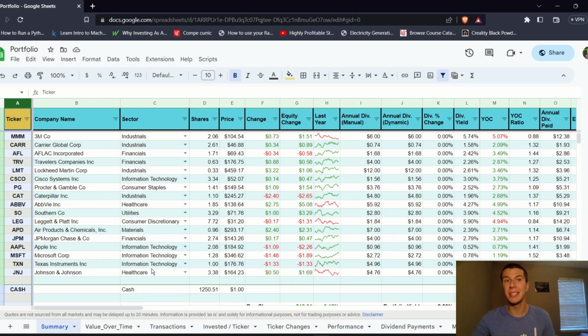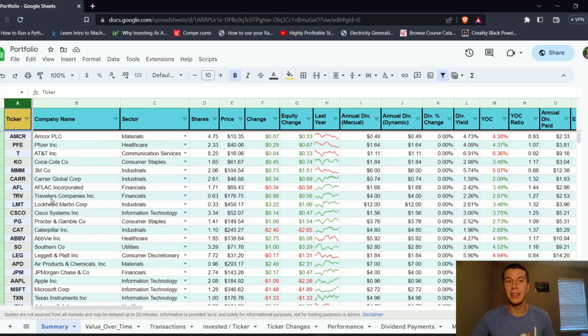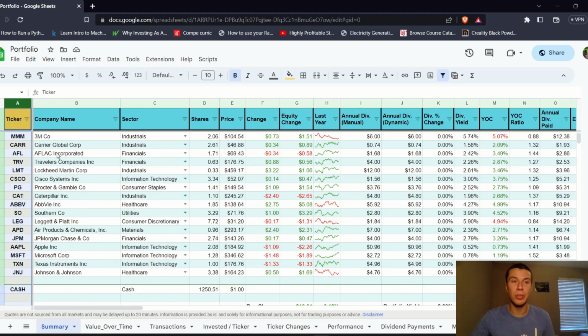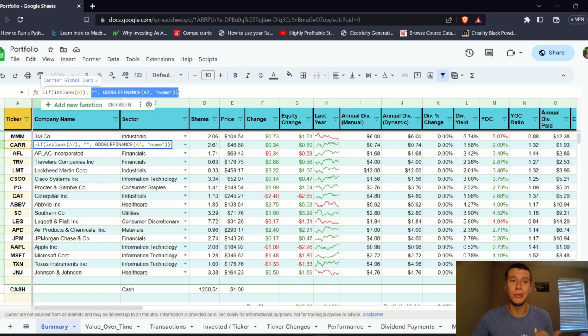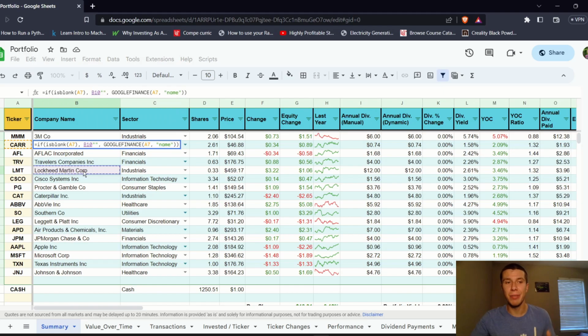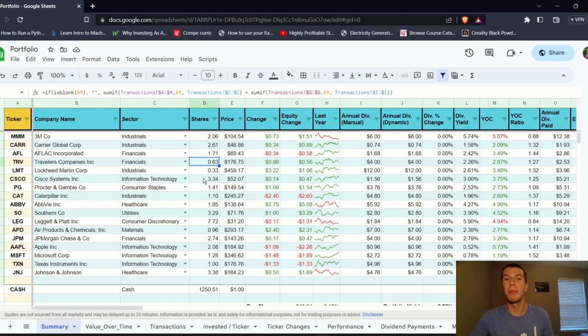What I have is some scripts within Google Sheets, and these run every single day, and they update a lot of the data here. A lot of the data is using Google Finance functions as well. For the company name, it's using a Google Finance function to fetch the name of the company, and some of these other values are calculated based on other things in the spreadsheet. The number of shares I'm calculating based on all of the buys and sells of that specific company, which I'll explain a little bit more later.